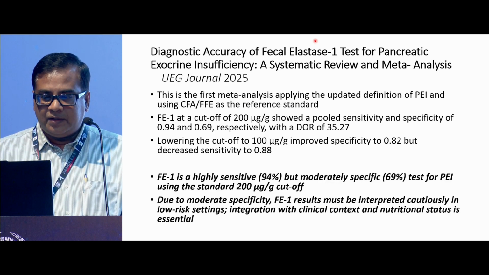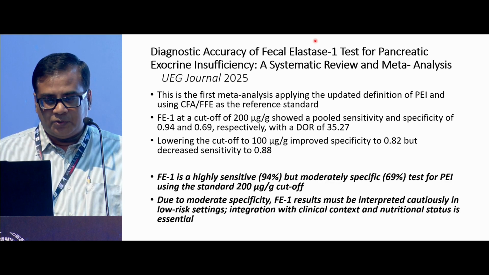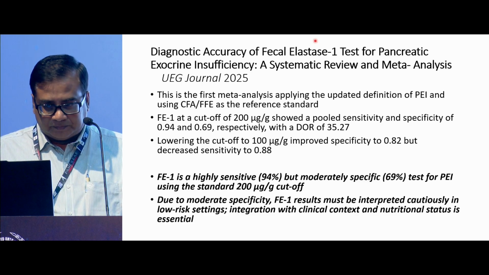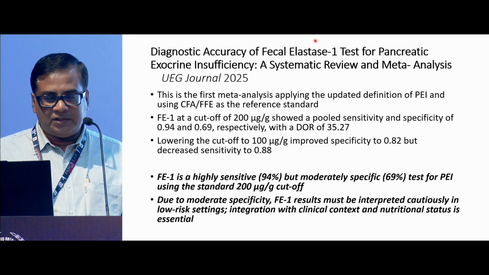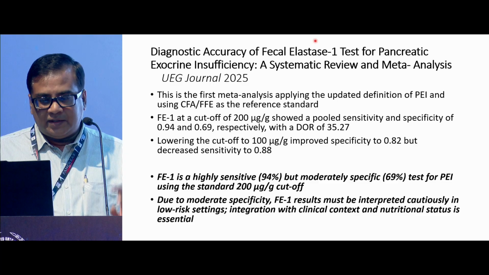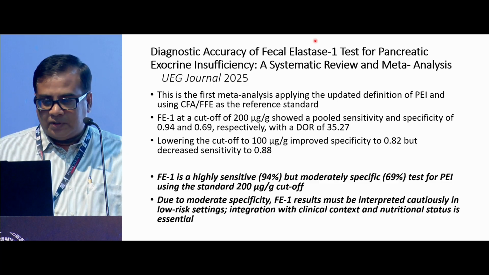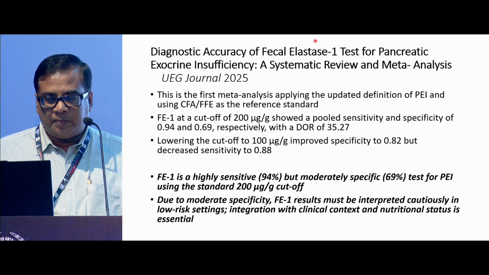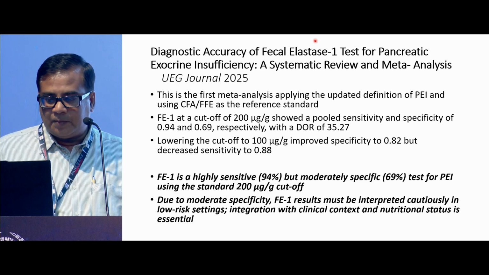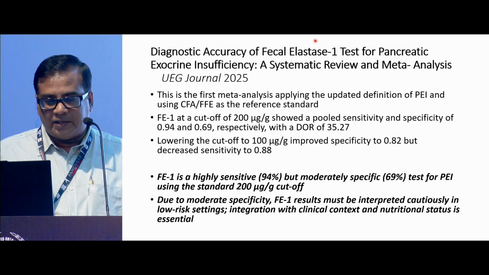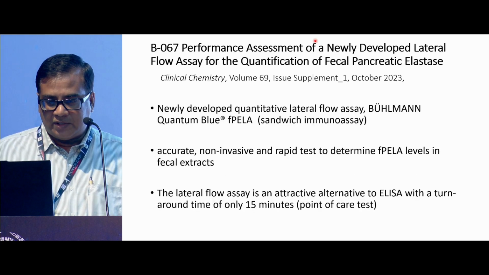So this is a systematic review and meta-analysis published this year in the UEG journal on the diagnostic accuracy of elastase in EPI. This is the first meta-analysis which has used the new UEG definition. And the conclusion is that it is highly sensitive, about 94%, but moderately specific, that is 69%, using the standard 200 microgram per gram cutoff. So due to the moderate specificity, the fecal elastase should be interpreted cautiously in low risk settings, and you should integrate the results with the clinical context and also assess the nutritional status.